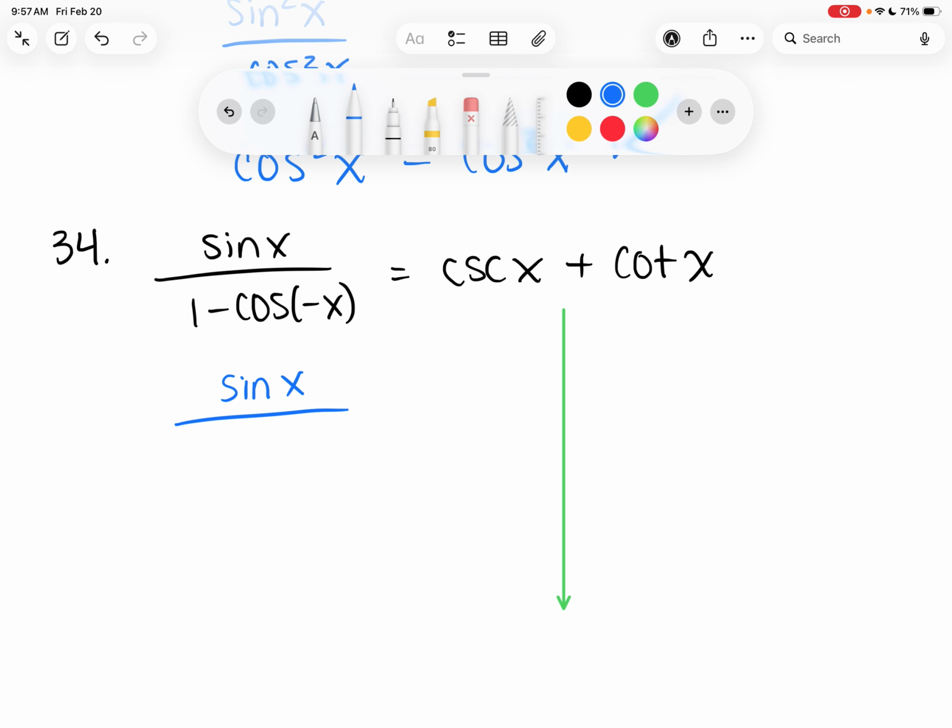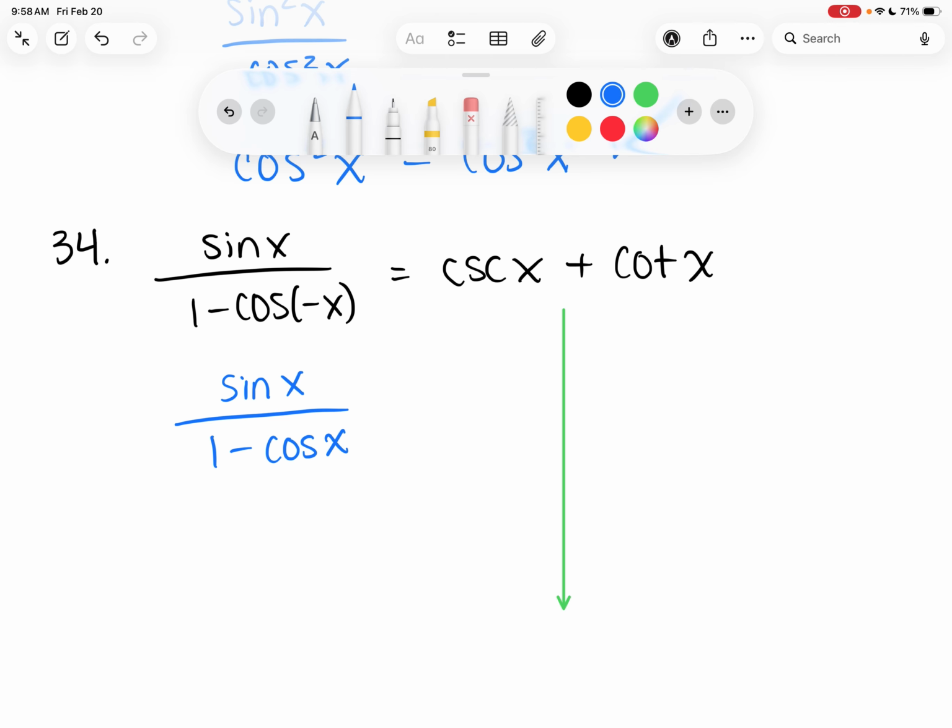Now, what about the bottom here? You can make that into cosine. Wait, it's already... the cosine of minus x is what? Cosine. It's just cosine, but that means it was already minus, so it just stays that way. So 1 minus the cosine of x.